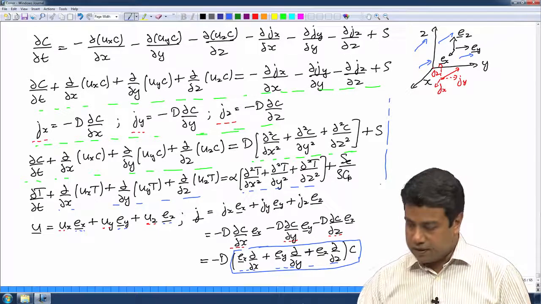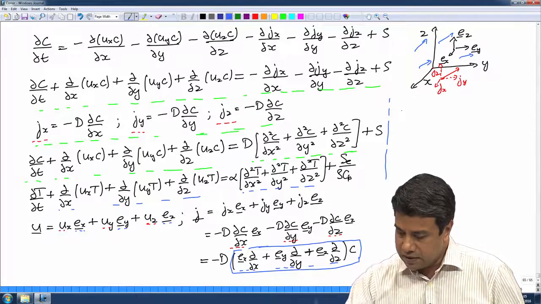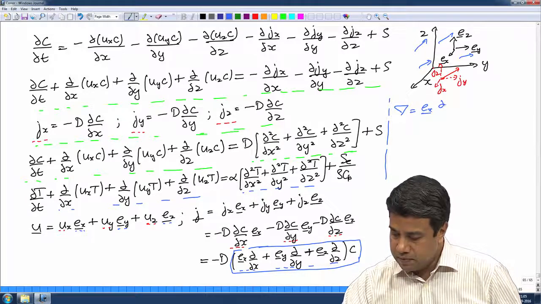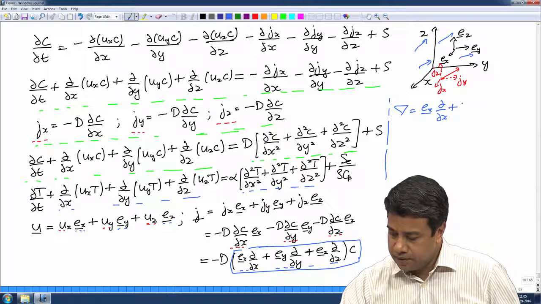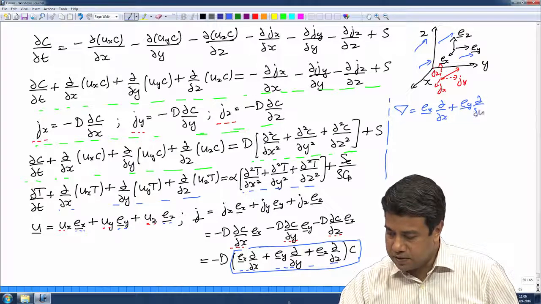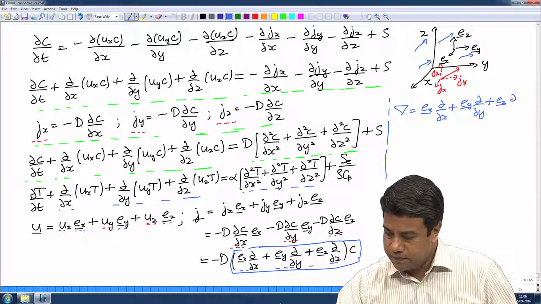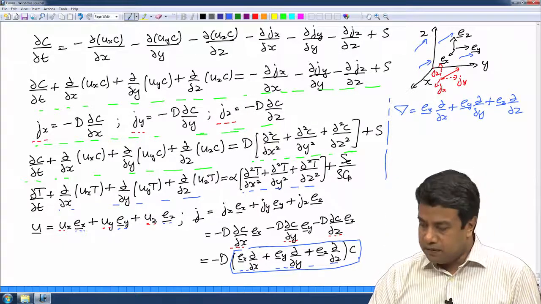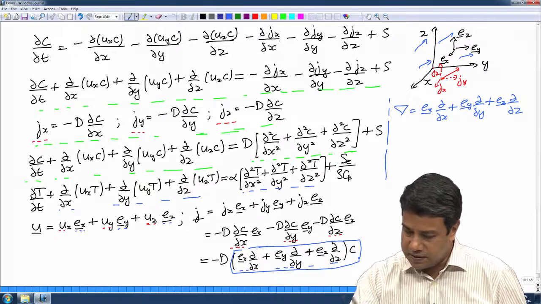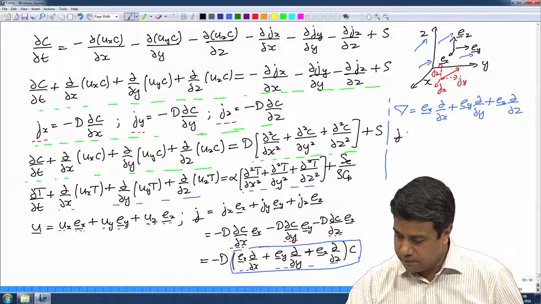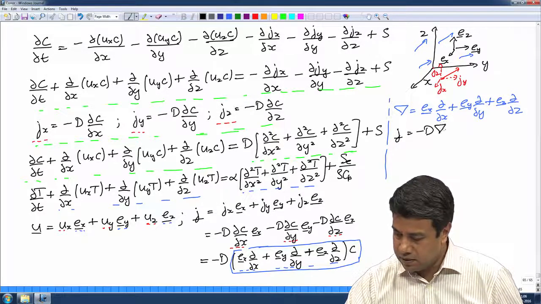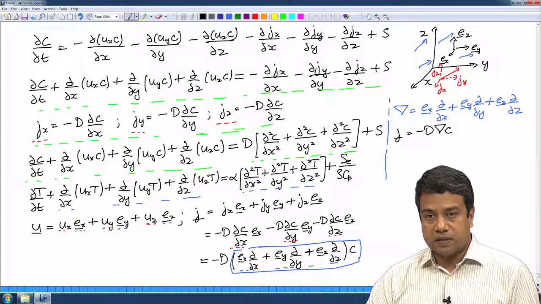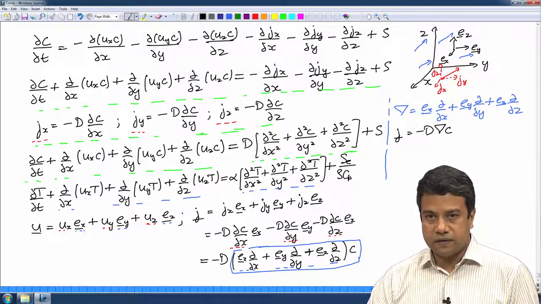You can define this vector. It is usually written by the gradient symbol. Grad is equal to Ex times partial by partial x plus Ey times partial by partial y plus Ez times partial by partial z. And if I define it this way, I can simply write the flux as minus d gradient of the concentration. So, that is how I would write the flux in terms of a vector derivative of the concentration field.